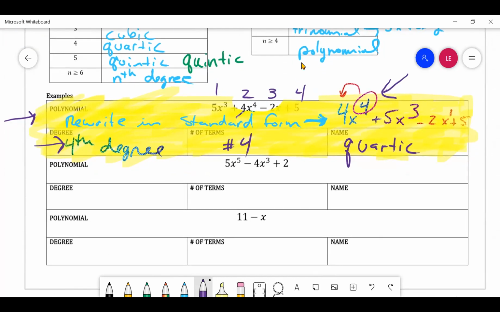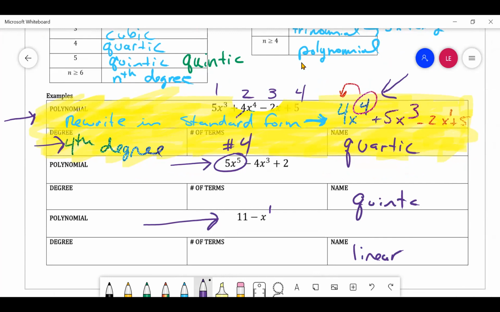And so on and so on. I'm not going to go through all of these, but this would be a quintic. I will talk about this one right here. This one has a power of 1, so that would be a linear. Just as an FYI, this would be a quintic.